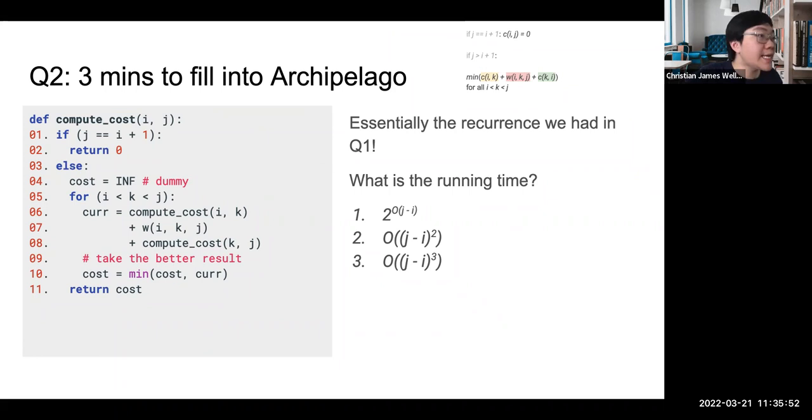A couple of you, so there's a bit of a mix. Most of you still think it's exponential while the rest think not. Actually, this recurrence looks pretty innocent, but it's actually exponential time. The reason is that later on we'll see that they actually repeat the computation.